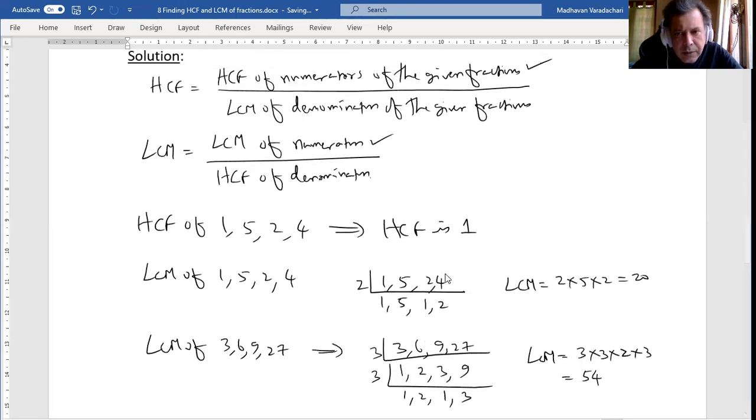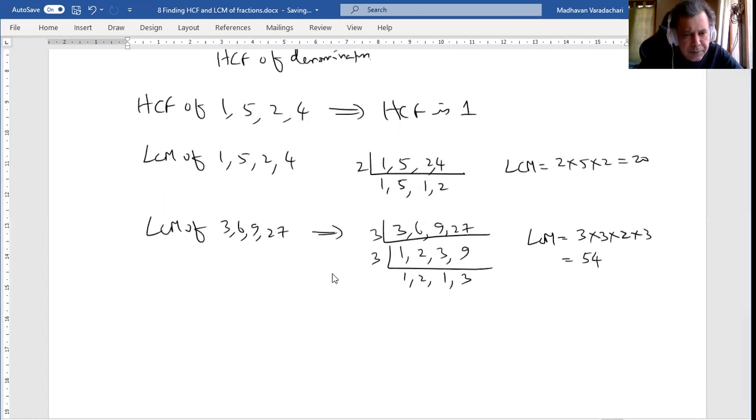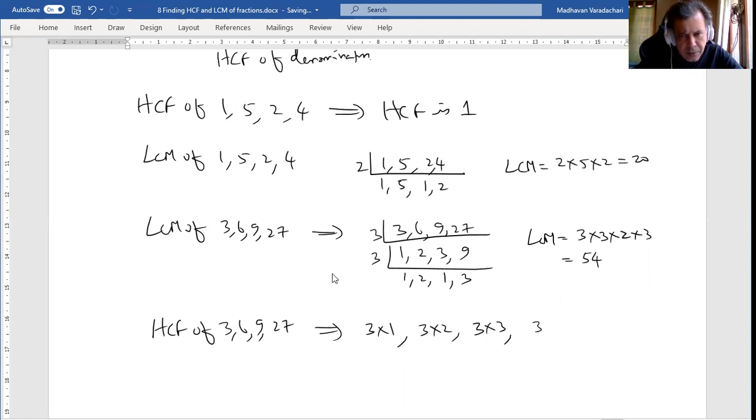Then I did this, the last one, HCF of denominators. HCF of 3, 6, 9, 27. First number, you may notice I can write it as 3 into 1. Second number I can write it as 3 into 2. Third number I can write it as 3 into 3. Fourth number 3 into 3 into 3. So HCF will be the common prime, which is 3 only.